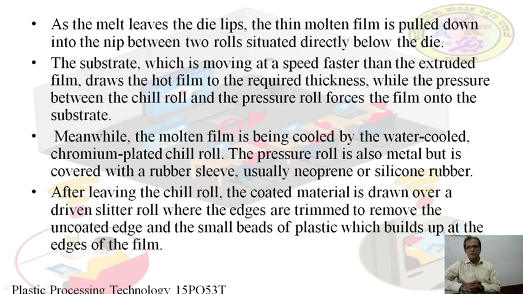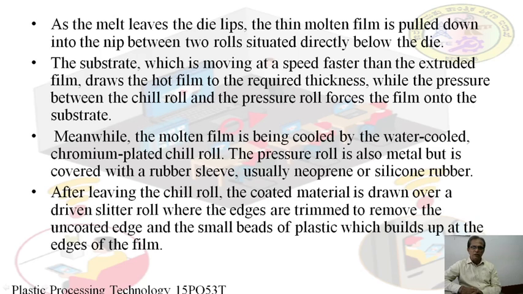The substrate, which is moving at a speed faster than the extruded film, draws the hot film to the required thickness, while the pressure between the chill roll and pressure roll forces the film onto the substrate. Meanwhile, the molten film is being cooled by the cooling arrangement. Chromium plated chill rolls are used.